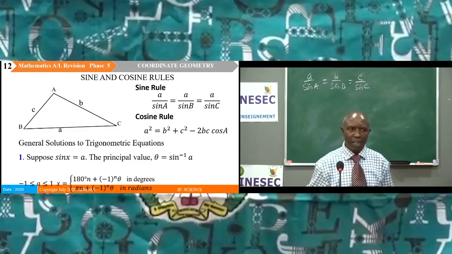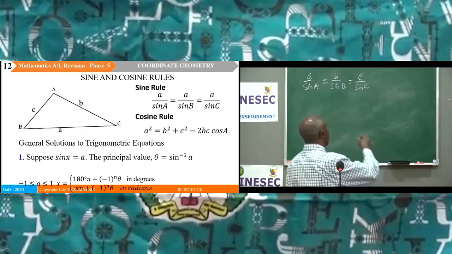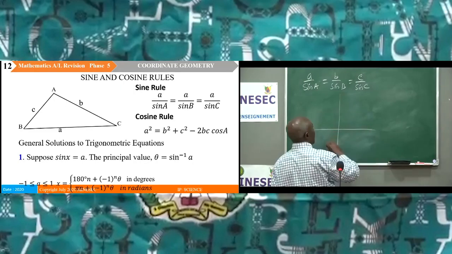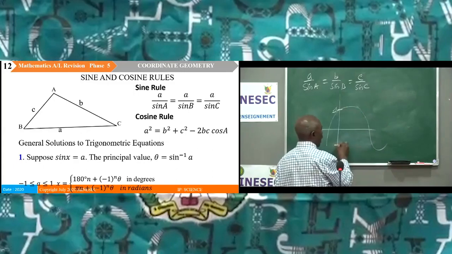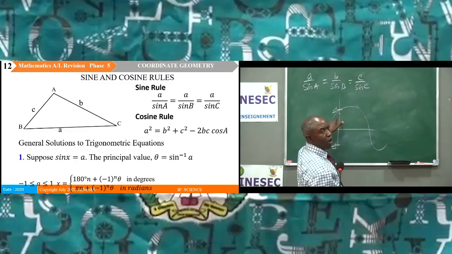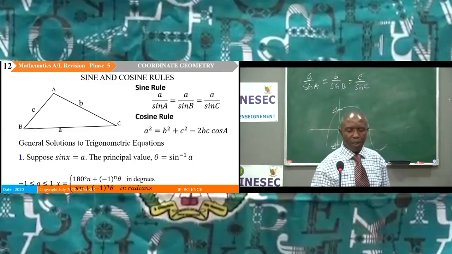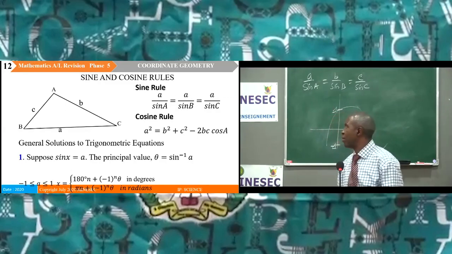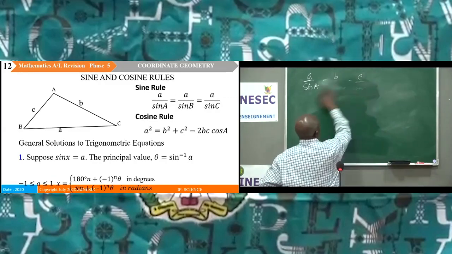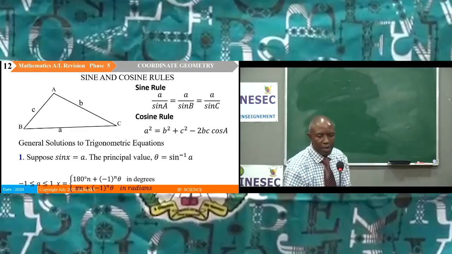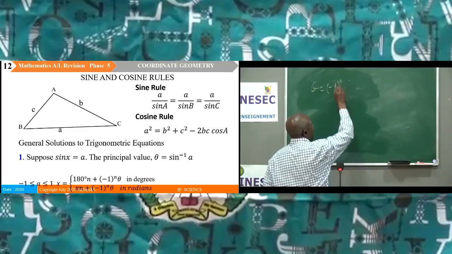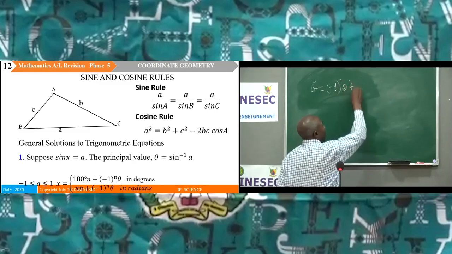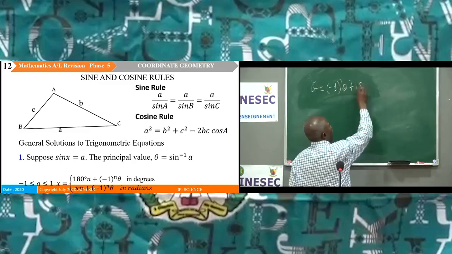If you draw the sine curve, you find that the sine curve turns at 1 and also at negative 1, having the maximum value of 1 and the minimum value of negative 1. So to get this general solution, it is negative 1 to the power n theta plus 180 degrees n.